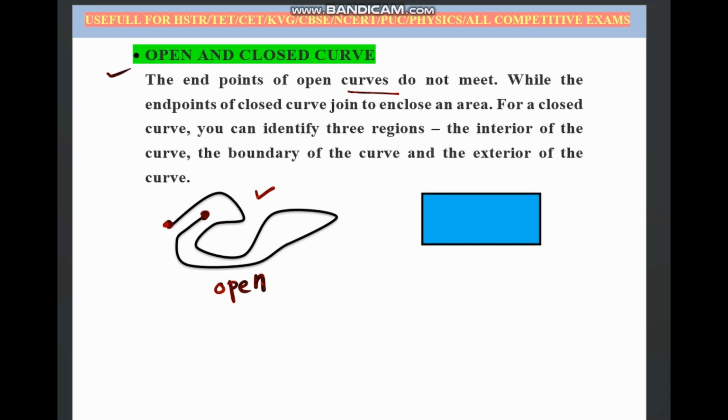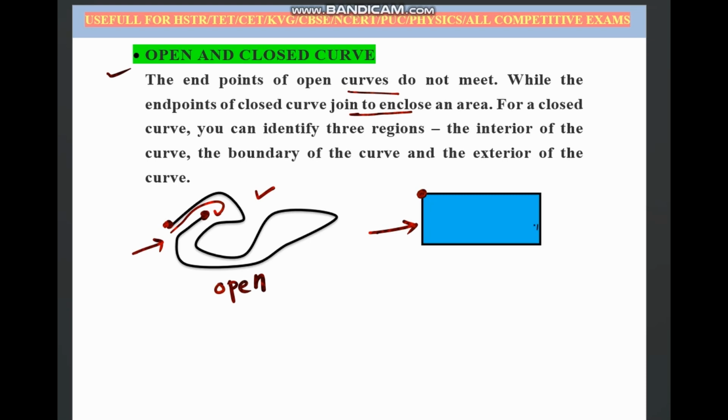Then, the endpoints of a closed curve join to enclose an area. See, if I want to enter this figure, I can enter from this point. But if I want to enter into this figure, I can't enter here because all the boundaries are closed. This is nothing but a closed curve, and the starting point is here, then the end point again comes here. So in an open curve, the starting point and ending point are different. In a closed curve, the starting point and ending point are the same.